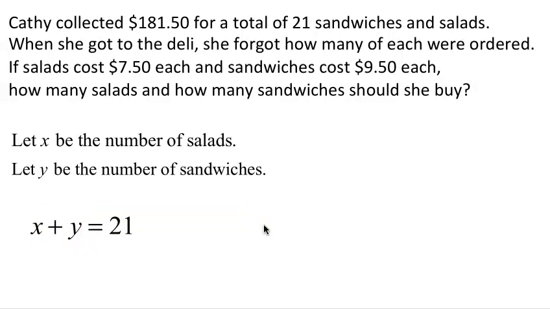Now, for each salad someone wanted, they had to give her $7.50. For each sandwich someone wanted, they had to give her $9.50. So she received $7.50 for each salad, $7.50x, plus $9.50 for each sandwich, $9.50y, equals the total amount she received, or $181.50. Now we have our two equations and two unknowns, and we can solve them.